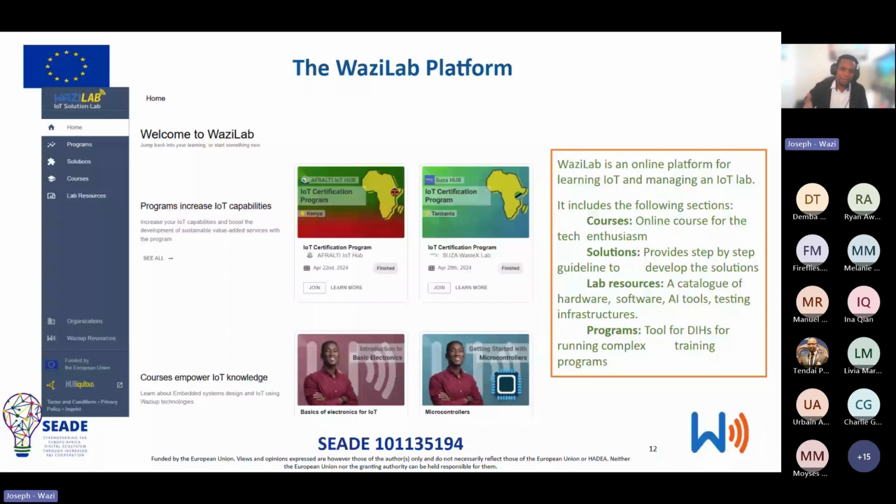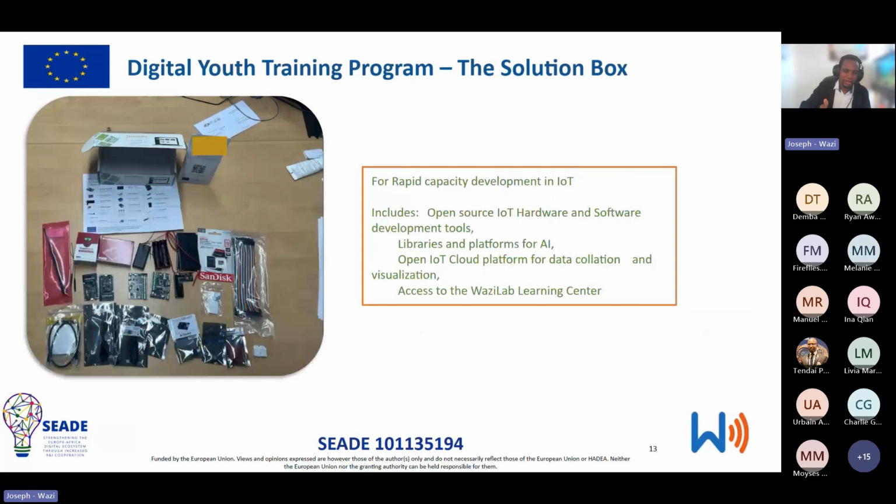So in our case, we built the platform. The platform is online. Let me share the link in the chat. So we built the platform. If you would like to have a look at it, you can check it. And on top of that, we developed some support hardware materials. So when you are taking a course on the platform, we ensure that you have the respective hardware to work with while you are going through the content.